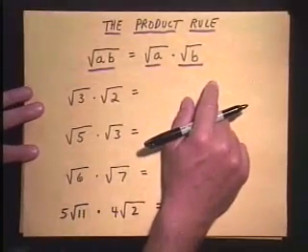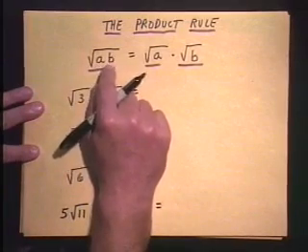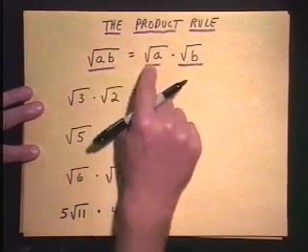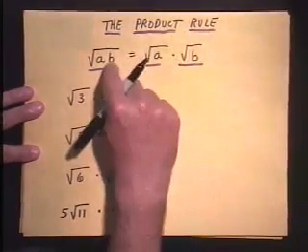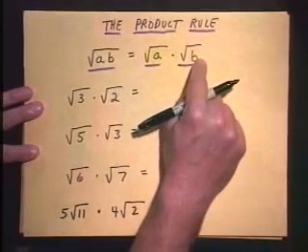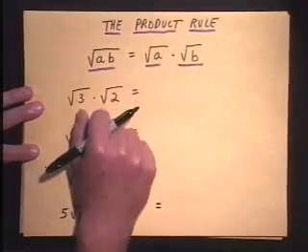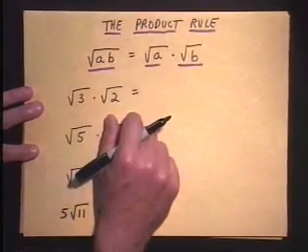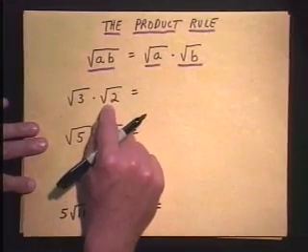And what the product rule says is if you have the square root of any two things multiplied together under one radical, you can bust them up into itsy-bitsy radicals. So you could take this big radical and bust it up into the square root of A times the square root of B. Or you can take these two and put them together into one. So it works back and forth. Kind of neat. So here we've got the square root of 3 times the square root of 2.